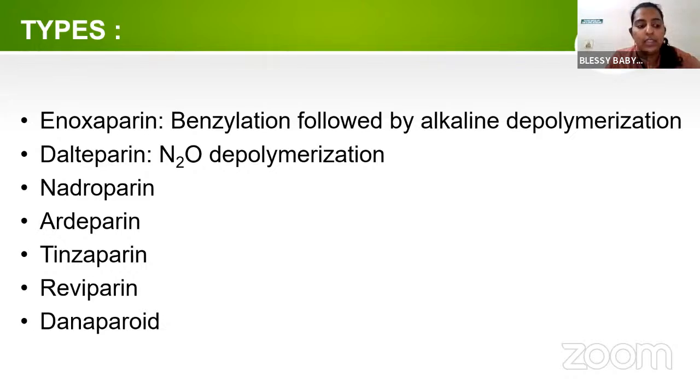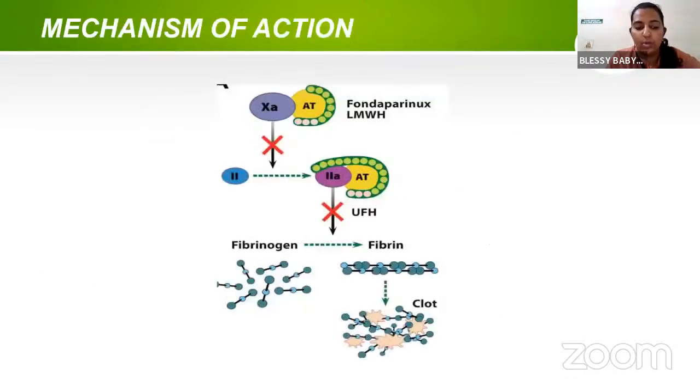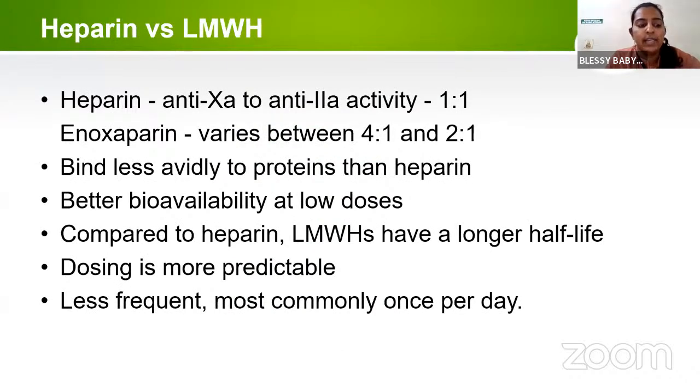Now, a small comparison between heparin and low molecular weight heparin. Heparin has an anti-factor 10A to anti-factor 2A activity ratio of about 1:1. At the same time, for enoxaparin, this ratio varies between 4:1 and 2:1. Low molecular weight heparin binds less avidly to proteins than heparin, so it has a better bioavailability even at low doses.